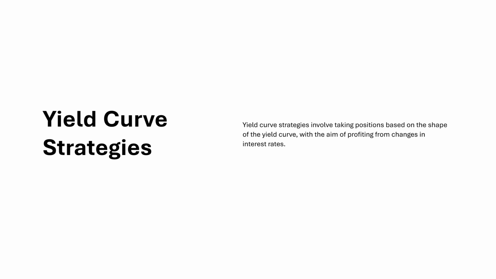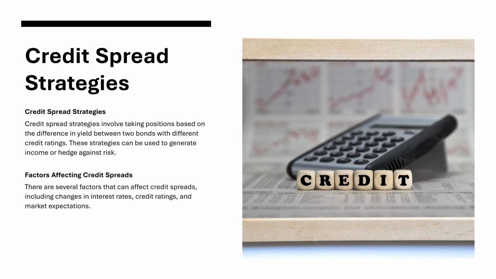Yield curve strategies. Yield curve strategies involve taking positions based on the shape of the yield curve with the aim of profiting from changes in interest rates. Credit spread strategies. Credit spread strategies involve taking positions based on the difference in yield between two bonds with different credit ratings. These strategies can be used to generate income or hedge against risk. Factors affecting credit spreads. There are several factors that can affect credit spreads, including changes in interest rates, credit ratings, and market expectations.